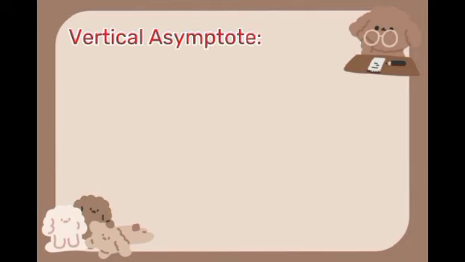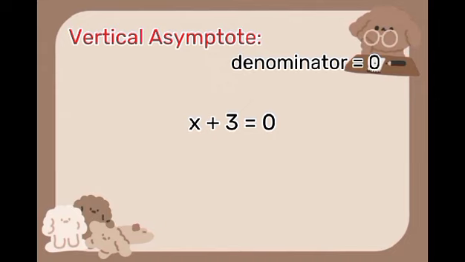Next is our vertical asymptote. So we know that our vertical asymptote is where the denominator equals 0. So our denominator is x plus 3 equals 0. And transpose positive 3 to the other side, which makes it negative 3. So we write x equals negative 3. And that is our vertical asymptote.